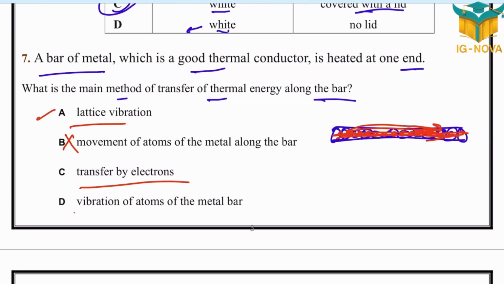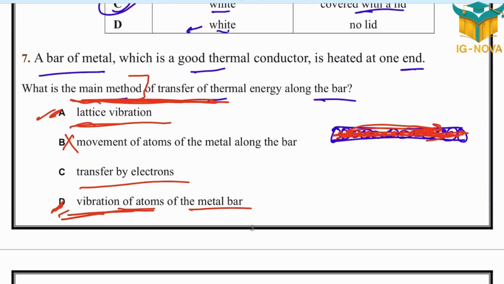Here, and look for D, it's a vibration of atoms of the metal bar. It is also vibration, and here is the lattice vibration. So for A and D, almost close. And it actually happens, but the main method, as the question asks, must be transferred by electron. For that, I'm going to go for C.